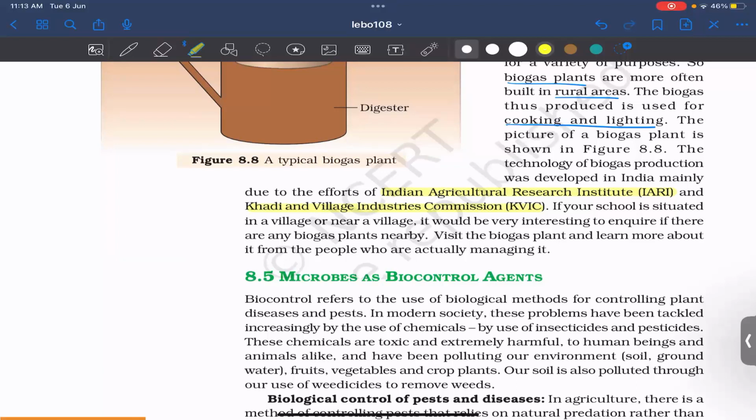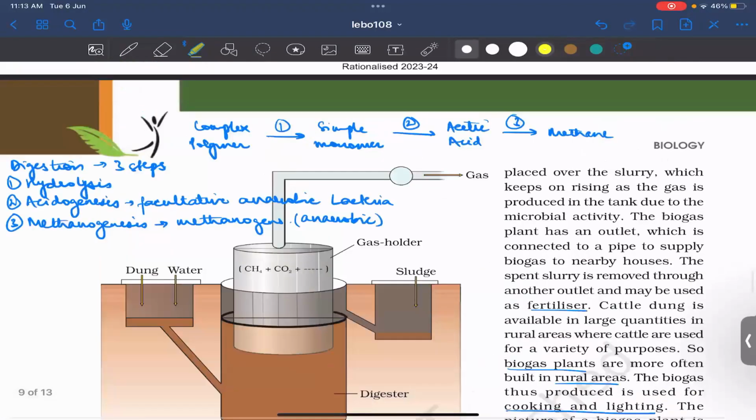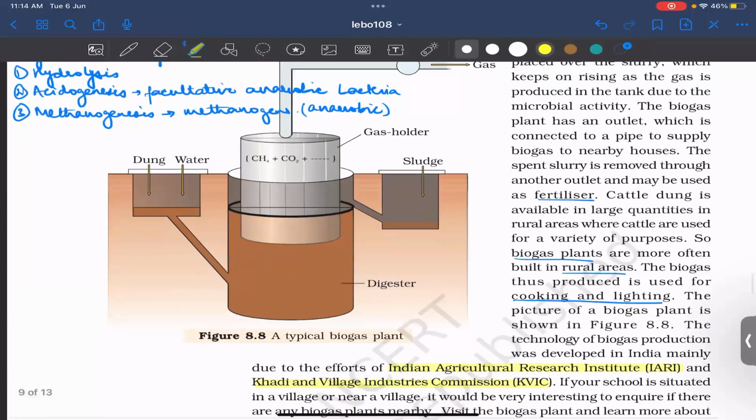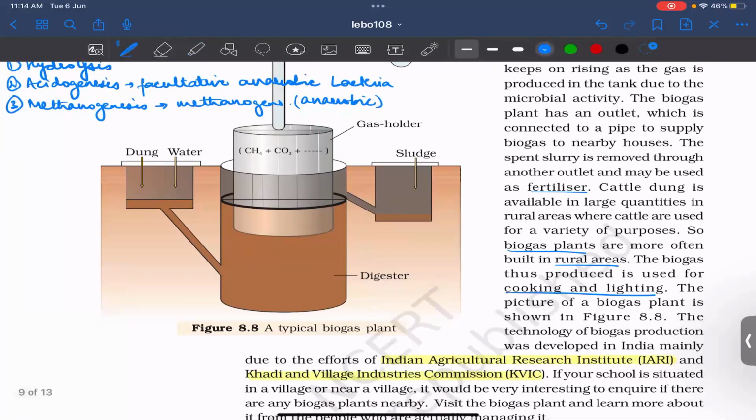Now also the digestion of the cellulose takes place at a very slow pace. Therefore, it is the rate limiting step of the biogas plant, and you need to remember this. And this is asked in the MCQs previously.